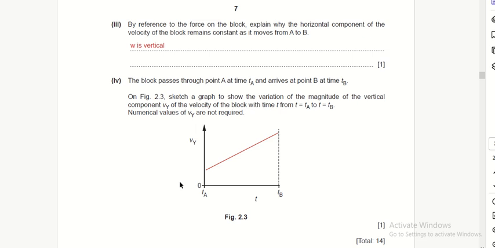Why is the horizontal velocity constant? Because as the block moves in the air, only the force of gravity affects its motion. There is no horizontal force, so no change in horizontal velocity.